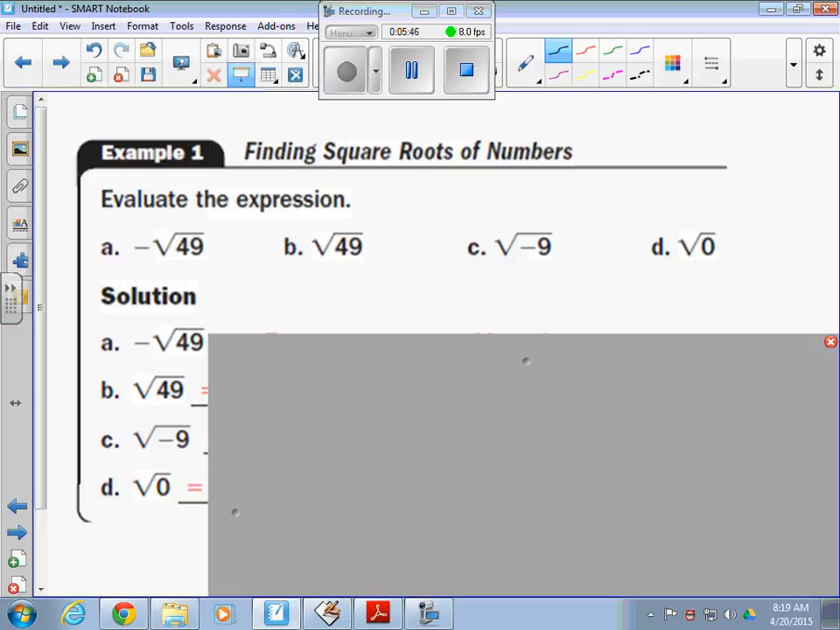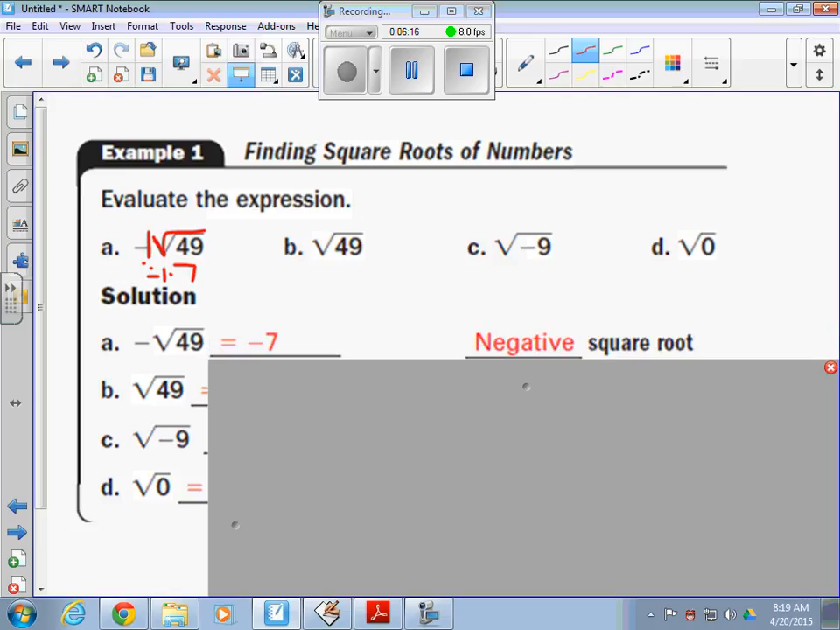Here is example number 1, finding square roots of numbers. The first one says negative square root of 49. So it's saying negative, or in this case it'll act like negative 1 times the square root of 49. What is the square root of 49? What times itself is 49? We know the number 7 is. So 7 comes down, and then negative 1 multiplies by it.